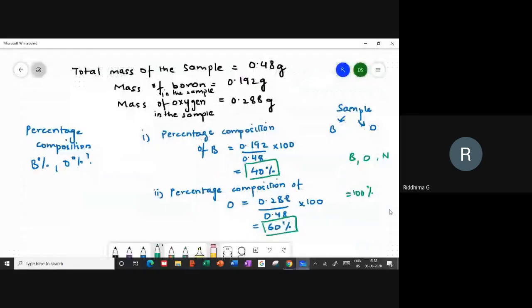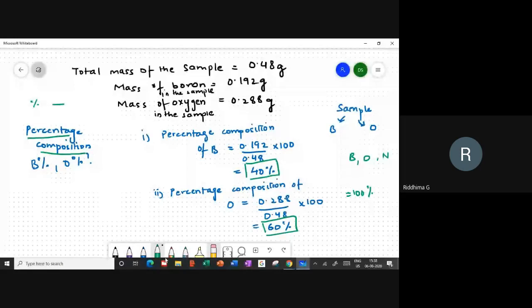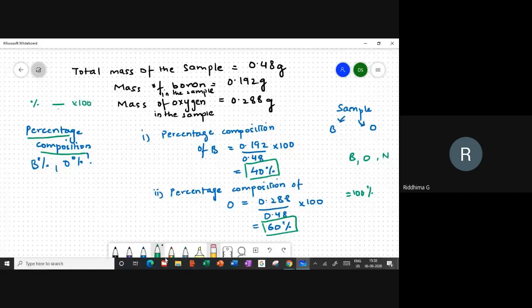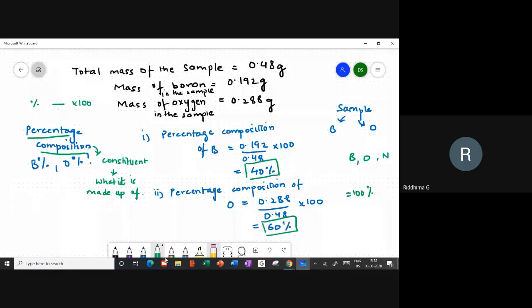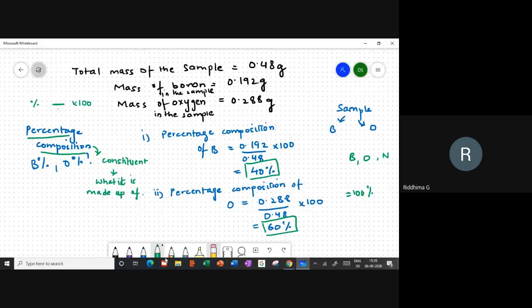So, you want me to explain the percentage composition again, right? Okay, I'll do that. Basically, just break down these two words, percentage and composition. Percentage means you divide the mass or the given number by the total and multiply by 100, which gives you the percentage. And composition is nothing but constituent, or in simpler words, what it is made up of. It is composed of boron and oxygen, or it contains boron and oxygen.